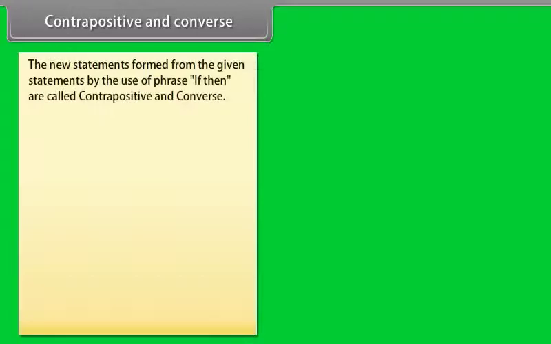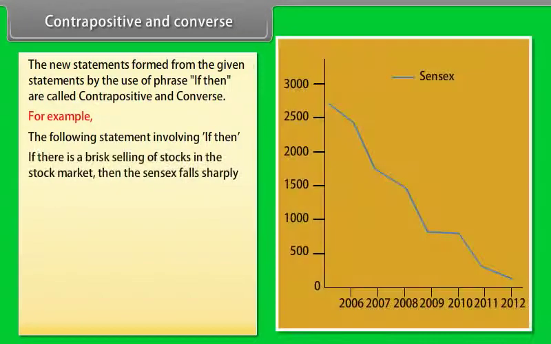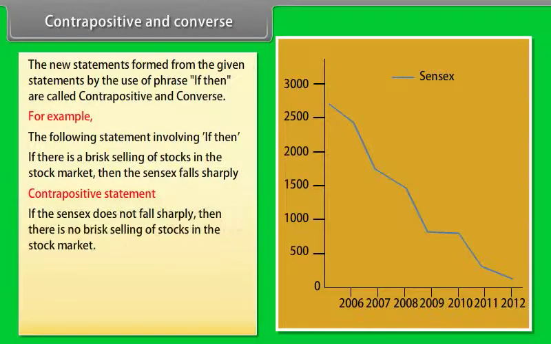Contrapositive and converse. The new statements formed from the given statements by the use of the phrase if-then are called contrapositive and converse. For example, consider the following statement involving if-then. If there is a brisk selling of stocks in the stock market, then the Sensex falls sharply. The contrapositive of the statement is, if the Sensex does not fall sharply, then there is no brisk selling of stocks in the stock market.